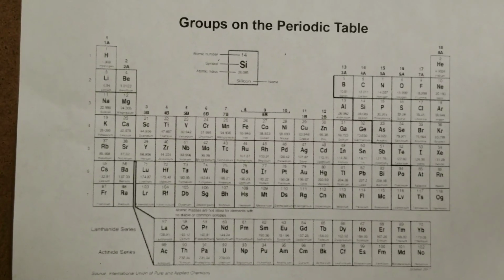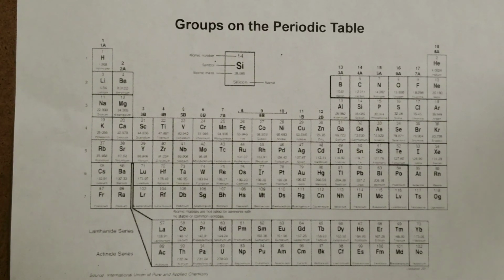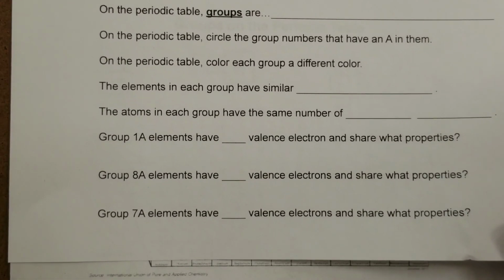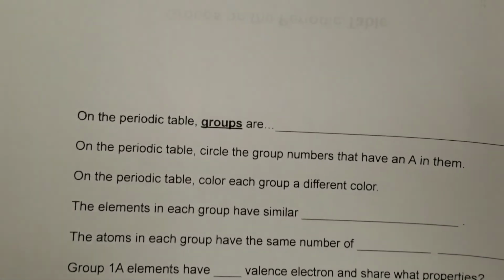Miss Kennedy, back at it again. Now we're looking at groups on the periodic table. So you have this nice foldable to fill out going along with groups. If you flipped it over on the back side, you'll see you got some nice fill in the blanks here. And we can go ahead and walk through that, I suppose.